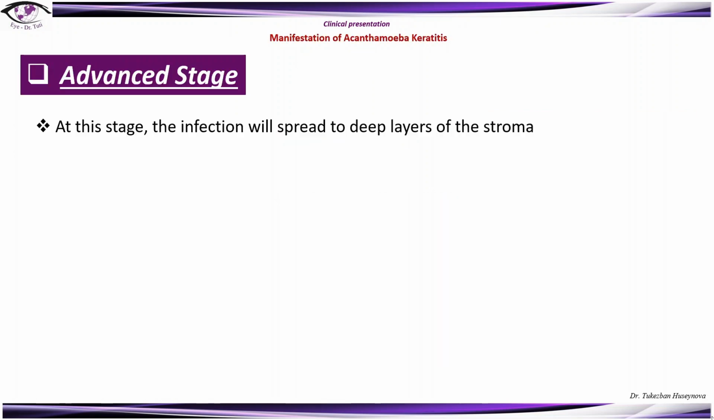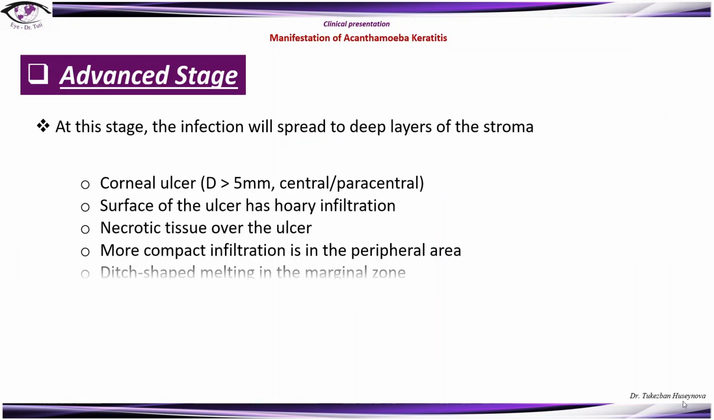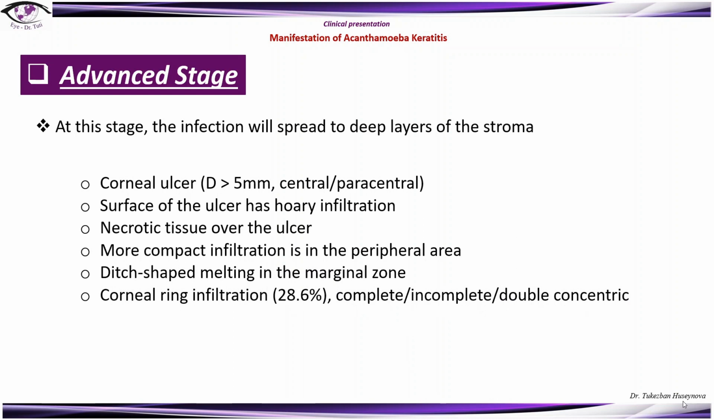Advanced stage. At this stage, the infection will spread to deep layers of the stroma. Corneal ulcer in this case will be with a diameter more than 5 mm and can be central and paracentral. Surface of the ulcer has hoary infiltration. Necrotic tissue over the ulcer can be observed, as well as a more compact infiltration in the peripheral area.